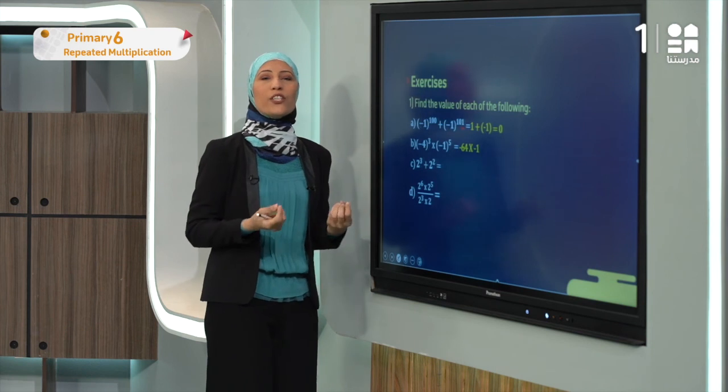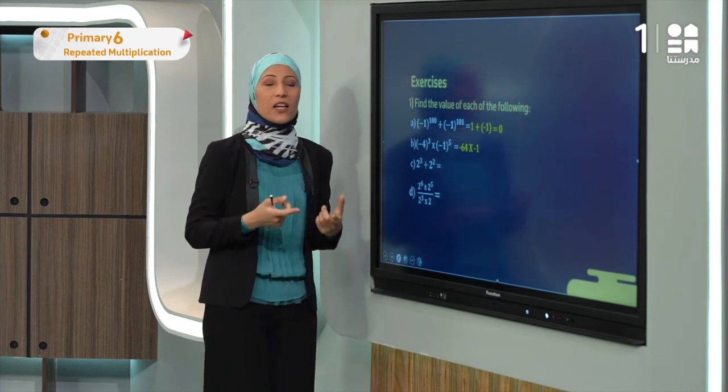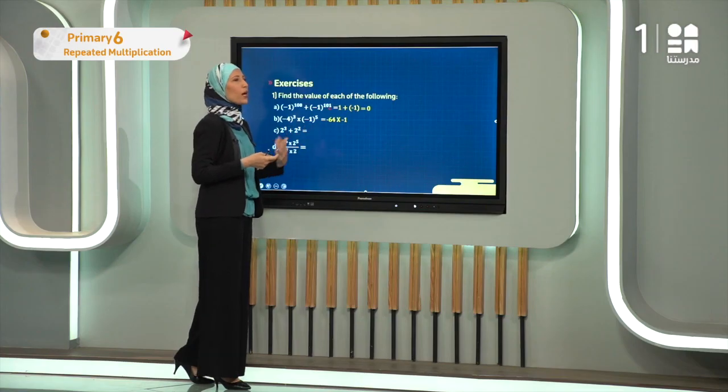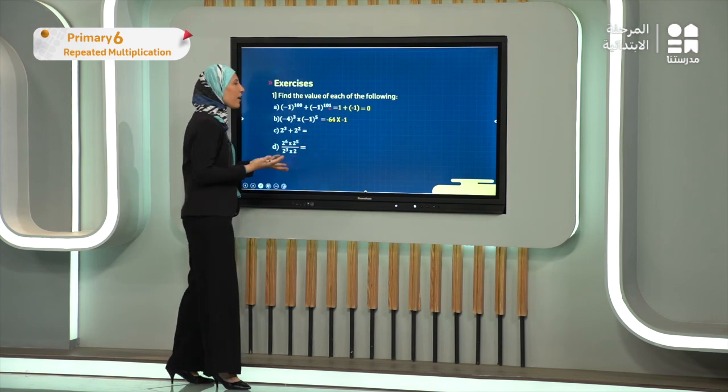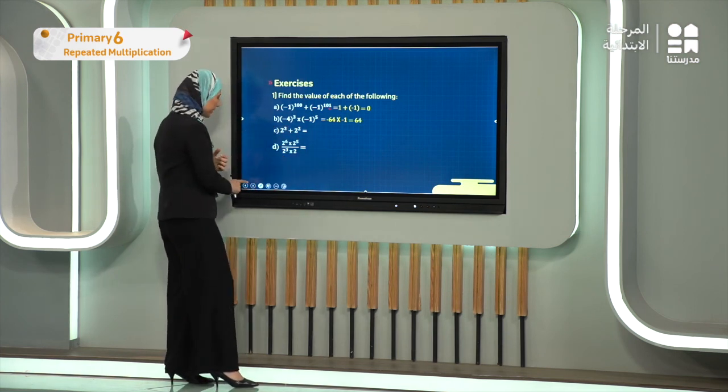And I know you can do it easily using your calculator. You can do it in 1 second, but I want you to understand the concept here. Why does it become positive? Why does it become negative? Why do I have to do each one alone? Let's do the second one.